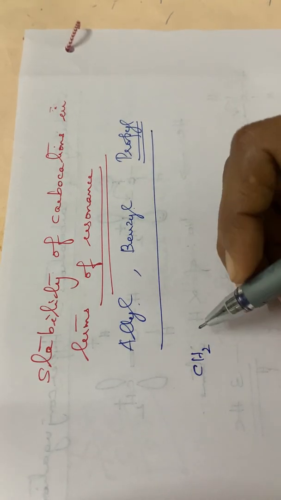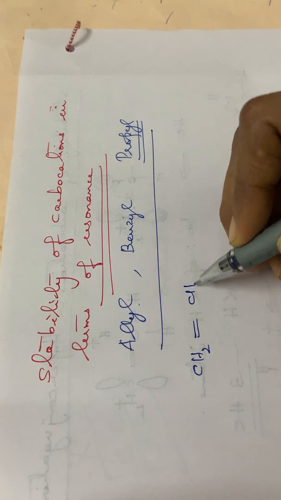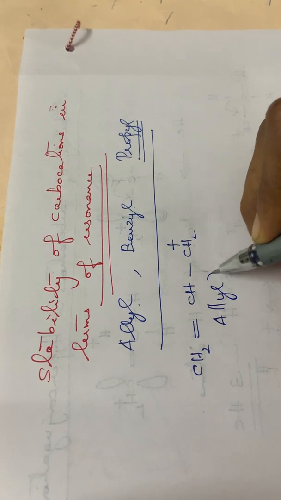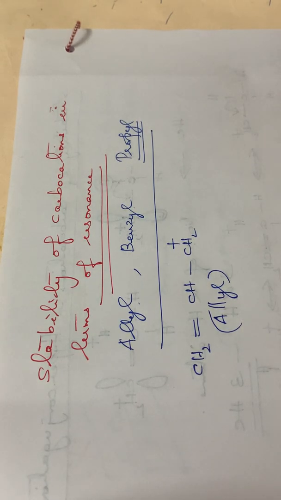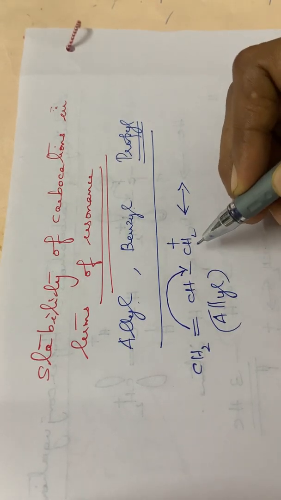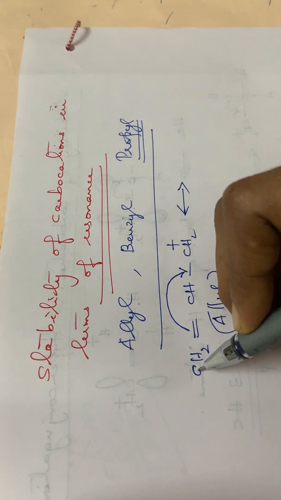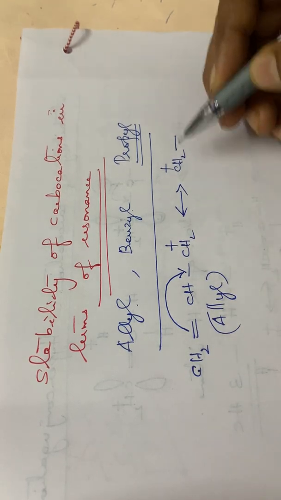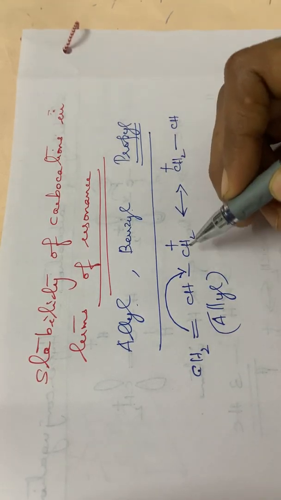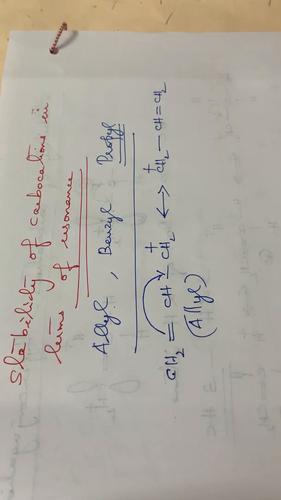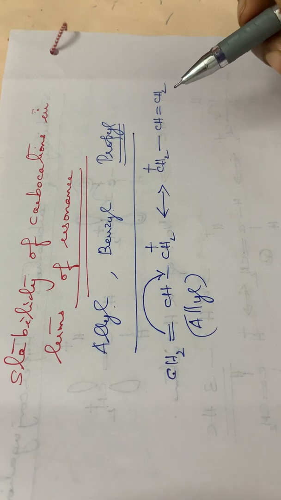So first of all, write the structure of allyl carbocation. It will be like this: CH2 double bond CH, single bond CH2 plus. This is the allyl carbocation, isn't it? So we can write the resonating structure for this allyl carbocation, right? So what happens? This electron pair will shift to this position, so that this carbon will get a positive charge. So CH2 plus, then here it becomes a single bond, then CH, then here it becomes a double bond CH2.